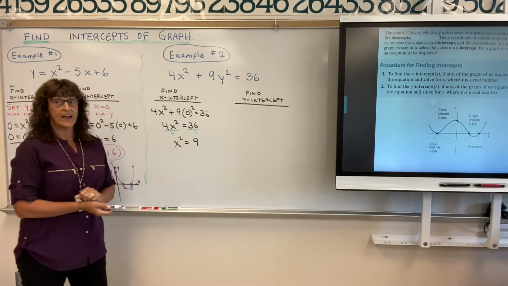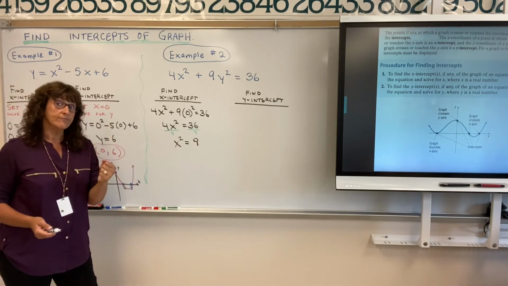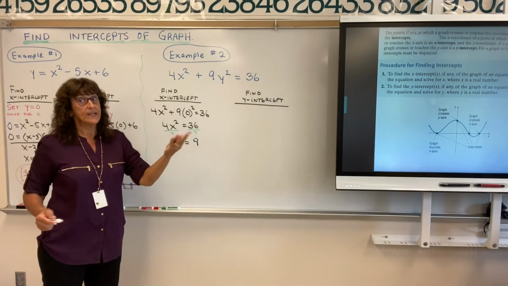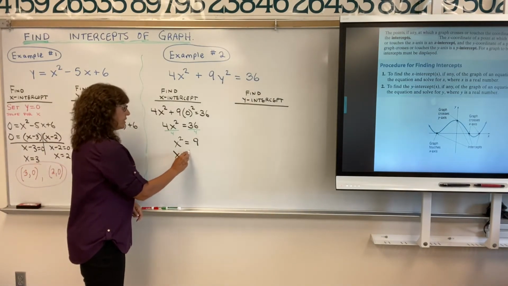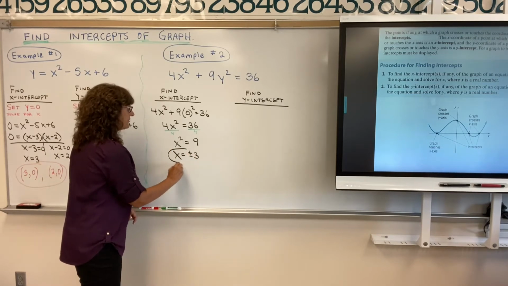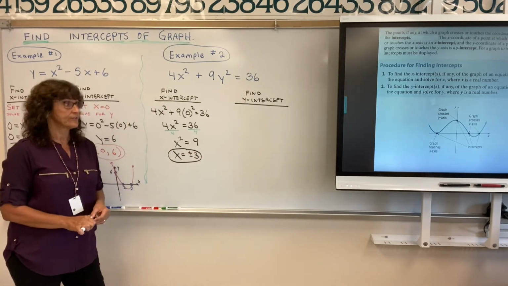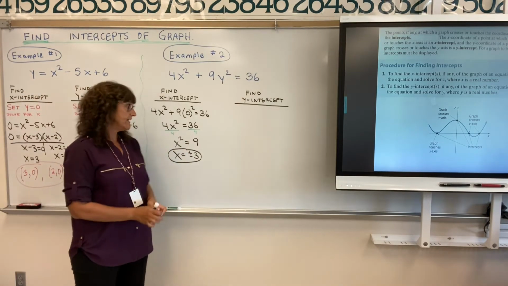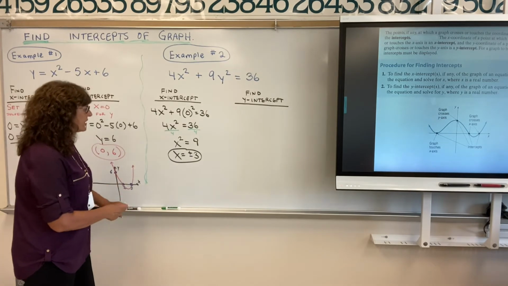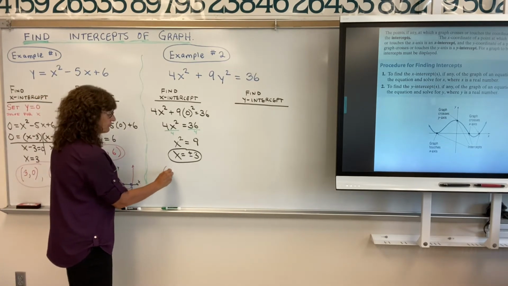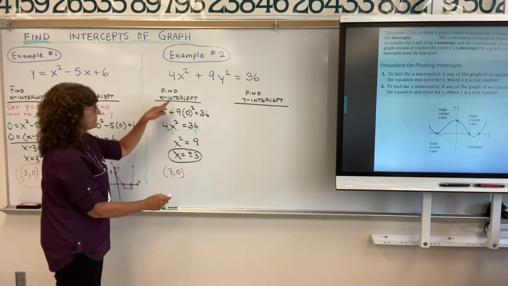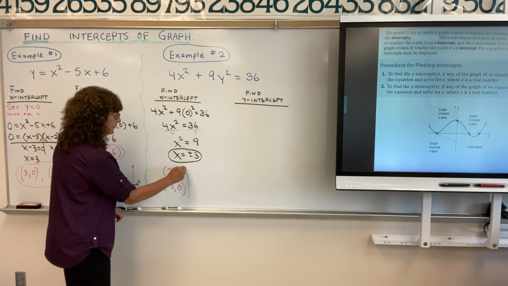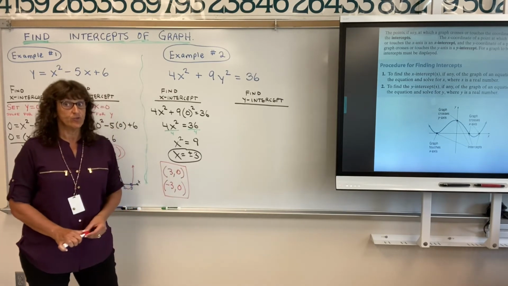x squared equals 9. Now, take the square root of both sides and be careful. What number can you plug in for x, square it to get 9? It's plus and minus 3. Positive and negative 3. 3 squared is 9, negative 3 times negative 3 is 9. So we can write the intercepts. We have 2 intercepts here. You can write positive 3, 0, because y is 0. You can write negative 3, 0. These are your x-intercepts for this curve. You have 2 of them.